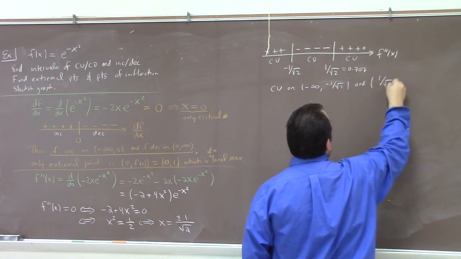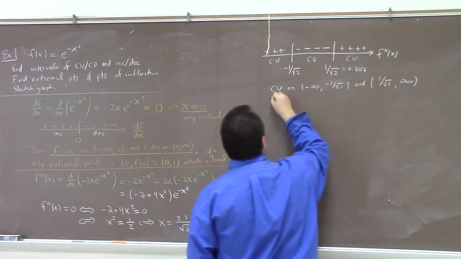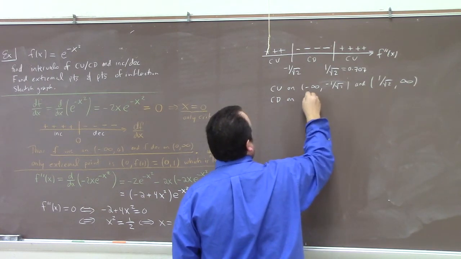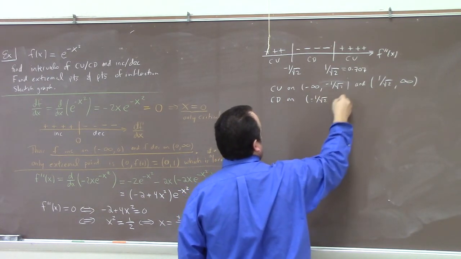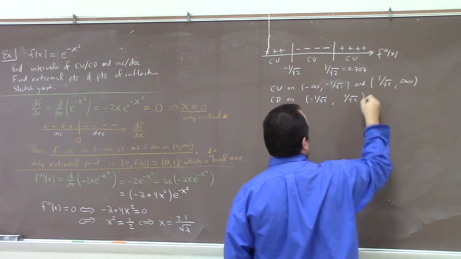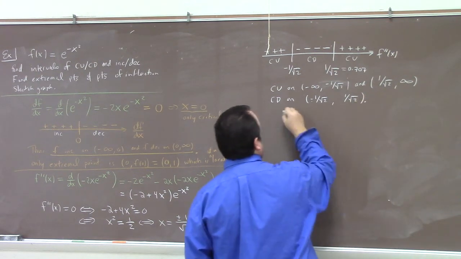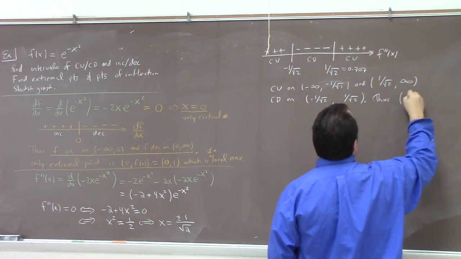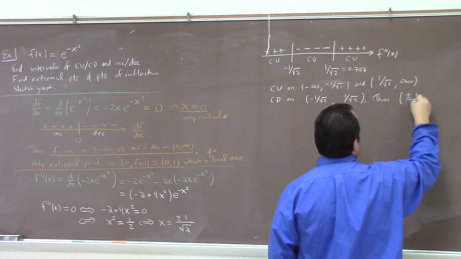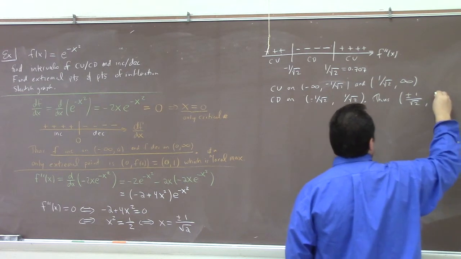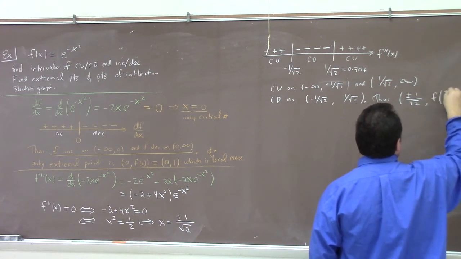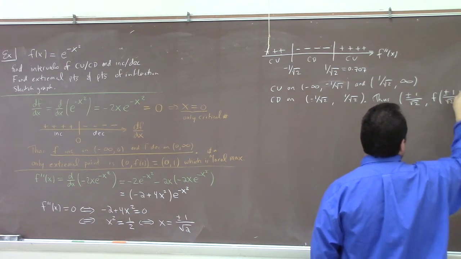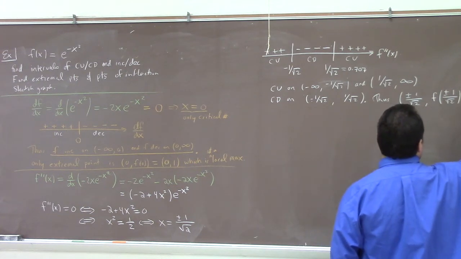Anyway, so concave up on minus infinity to minus 1 over root 2, and 1 over root 2 to infinity, and it's concave down on minus 1 over root 2 to 1 over root 2, right? So thus, plus or minus 1 over root 2, comma, f of plus or minus 1 over root 2 are points of inflection, right?